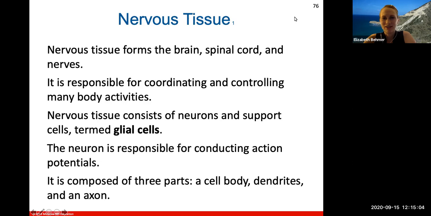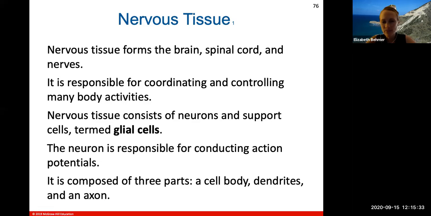Great questions. Okay, then nervous tissue. This is the last type of tissue we have. Nervous tissue will form the brain, spinal cord, and nerves. It's responsible for coordinating and controlling many body activities. Nervous tissue consists of neurons and support cells called glial cells. The nerve cell is responsible for conducting action potentials, so the neurons will conduct the stimuli through.